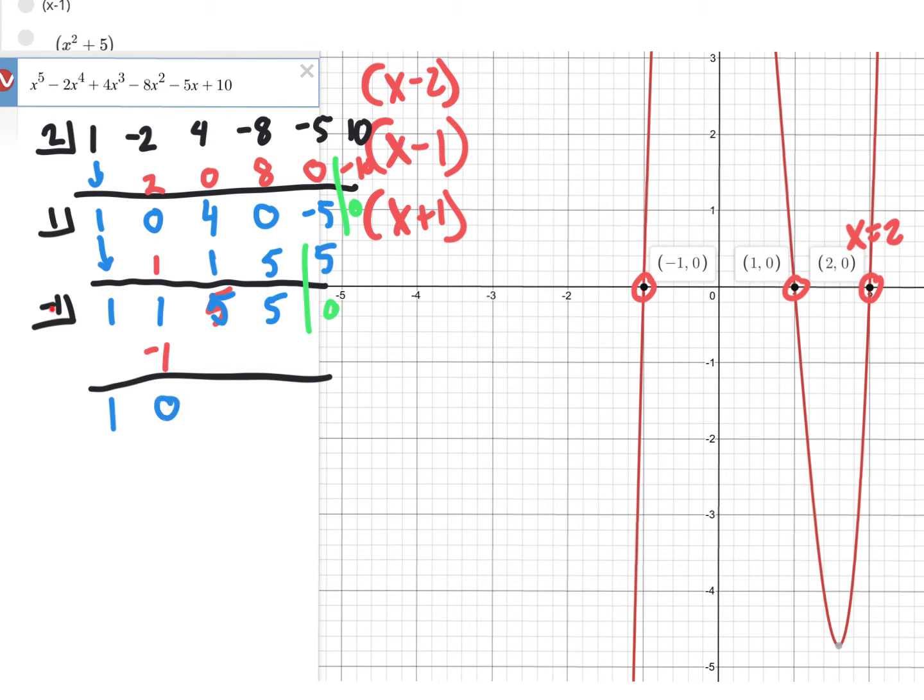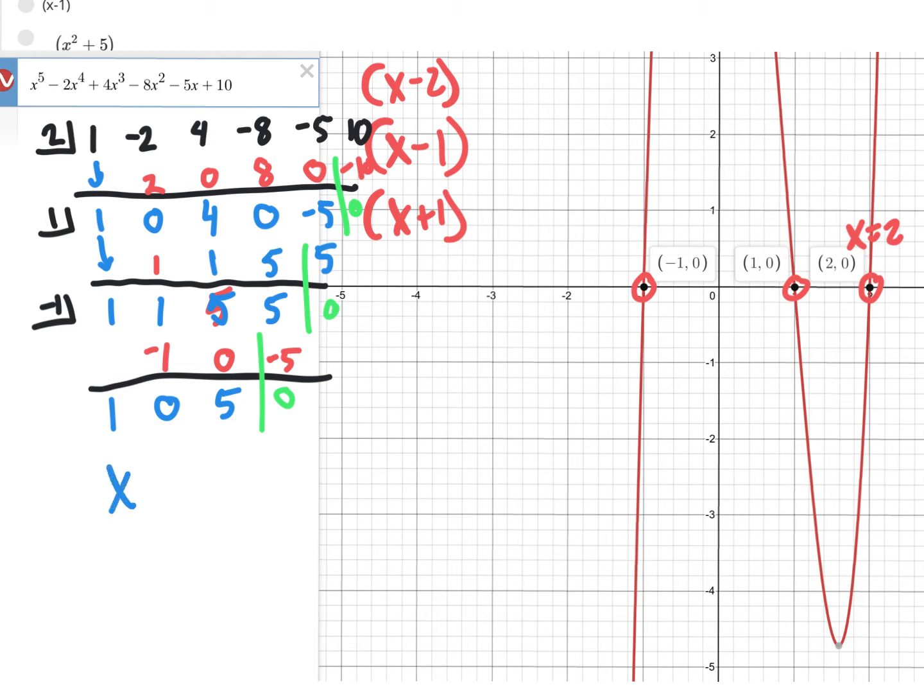As you go up, multiply. -1 times 0 is 0. As you go down, combine. 5 and 0 is 5. As you go up, multiply. -1 times 5 is -5. And as you go down, combine, you get 0. Now we do have a quadratic right here. It's x squared plus 0x plus 5.